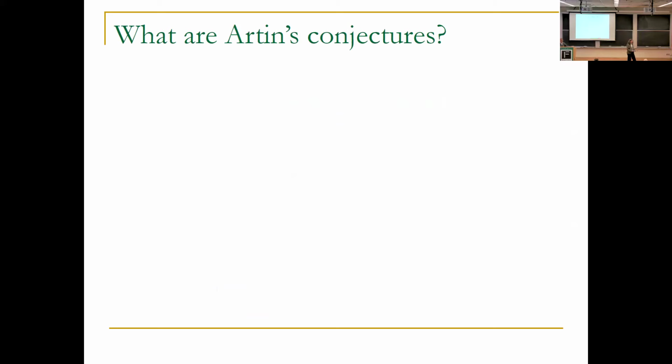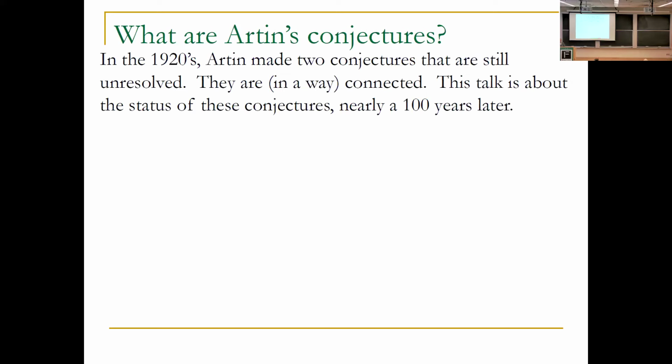So what are Artin's conjectures? Let's begin with the most basic of questions. In the 1920s, Artin made two conjectures that are still unsolved. They are in a way connected, and this talk is about the status of these conjectures almost 100 years later.